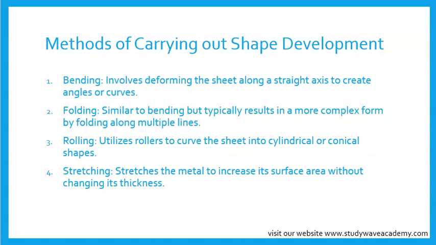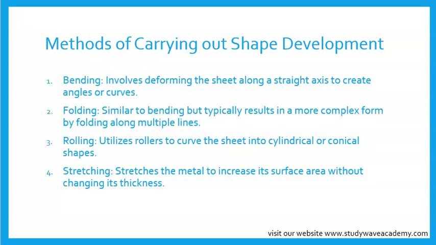The steps of carrying out shape development. 1. Bending involves deforming the sheet along a straight axis to create angles or curves. Okay, bending is folding metal to create angles. Folding, similar to bending but typically results in a more complex form by folding along multiple lines, making more complex shapes by folding along lines. Okay, folding.